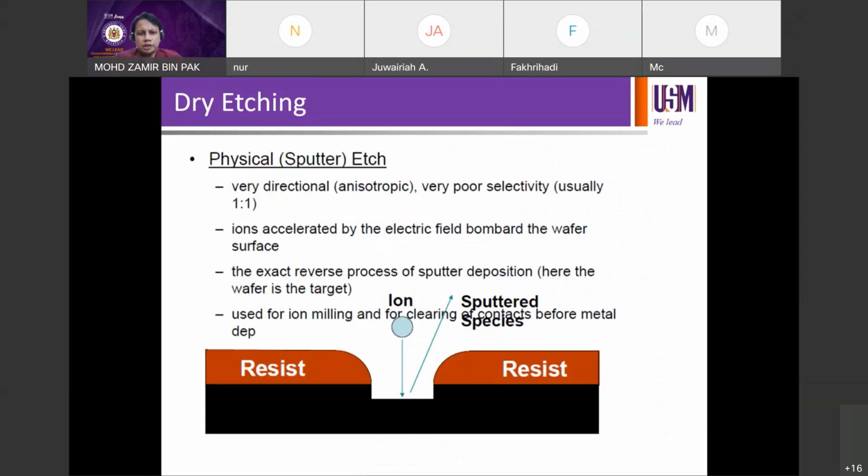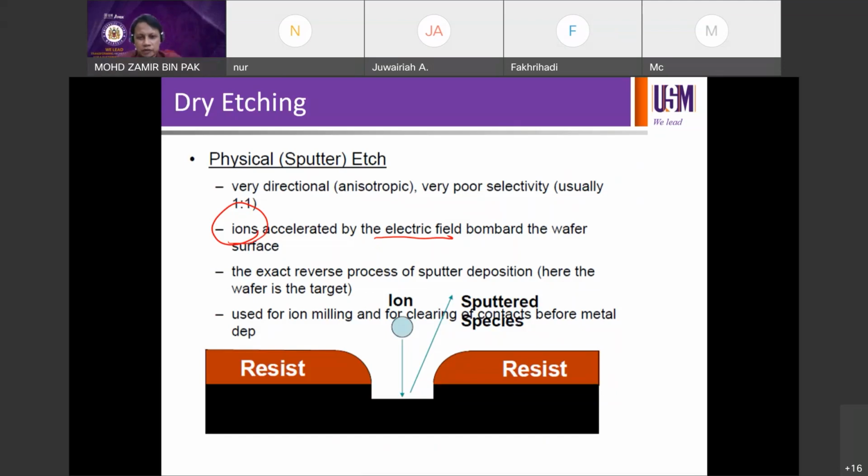Right? So physical sputter etch, very directional and anisotropic in nature because one direction dominates others. Very poor selectivity, usually 1:1. Ions accelerated by electric field bombard the wafer surface. So ion yang kita guna dalam plasma is accelerated by electric field. Electric field akan accelerate, akan bagi energy kat dia, and it will just bombard the wafer surface. Dia akan langgar, the physical effect is like dia tumbuk lah, tumbuk dia remove, macam dia dented lah, dent the surface if you like.